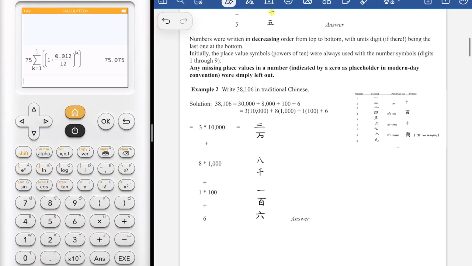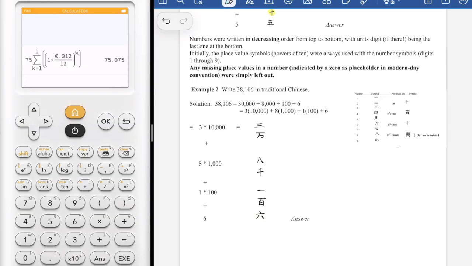All right. So the one key addition here, because we're learning about these numerical systems in the order in which they occurred in a historical context, right? What we have here in bold is any missing place values in a number indicated by a 0 as a placeholder in modern day convention were simply left out originally, right? So that's something to bear in mind, all right? So we'll have a look at that, and then we'll address it as we come along.